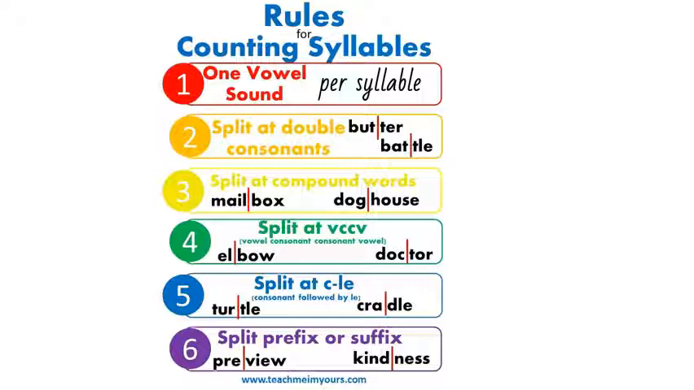Then split prefix or suffix. When we say preview, pre is the prefix. A prefix is what comes before a word. So preview. Preview. 2 syllables. What is a suffix? A suffix is what comes after the word. Prefix occurs before the main word and suffix follows the main word. Kindness. Ness is the suffix. So there are 2 syllables. Kindness.